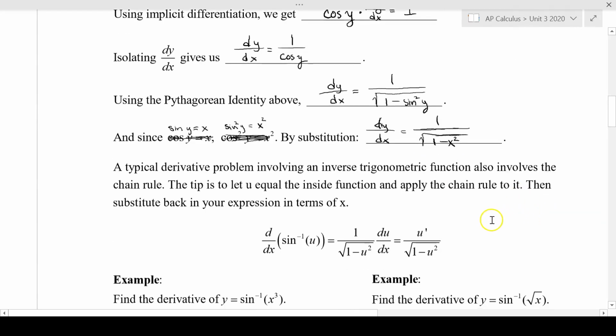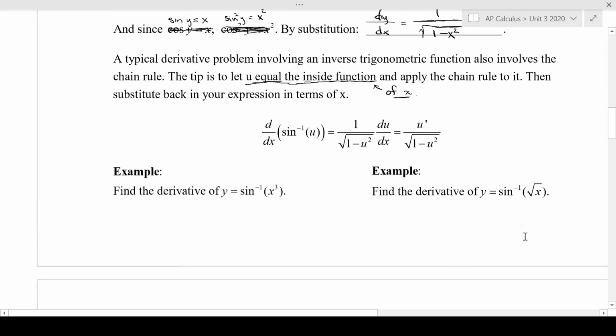Now, a typical derivative problem involving an inverse trig function also involves the chain rule. So you're typically not going to take the derivative of sine inverse x. It'll probably be sine inverse of, let's say, 3x squared. So the tip is to let u equal the inside function, and that inside function will be a function of x. Apply the chain rule to it, and then substitute back into your expression in terms of x.